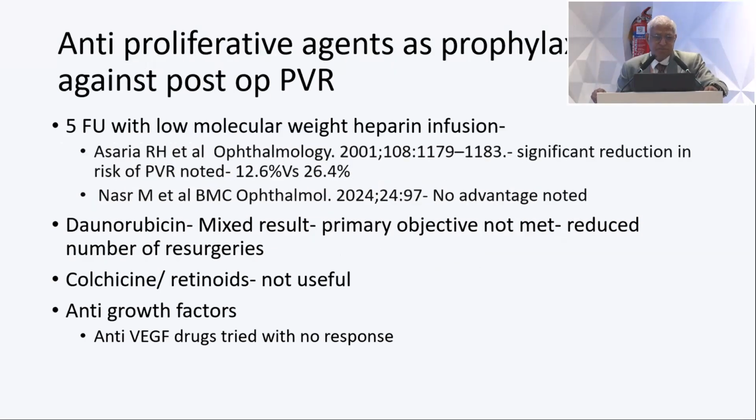Next slide, please. But anti-proliferative agents are something that we try to concentrate upon now. The previous studies have shown that 5-fluorouracil with low molecular weight heparin infusion has been tried in 2 different studies. In one, it showed some reduction in PVR. In the other, it showed no advantage whatsoever. Daunorubicin has been tried in the past with mixed results, but none of them reached the primary objective, which is reducing the number of resurgeries. Colchicine and retinoids have not been found to be useful, and anti-growth factors, that is anti-VEGFs, have been tried with no response. Next slide, please.